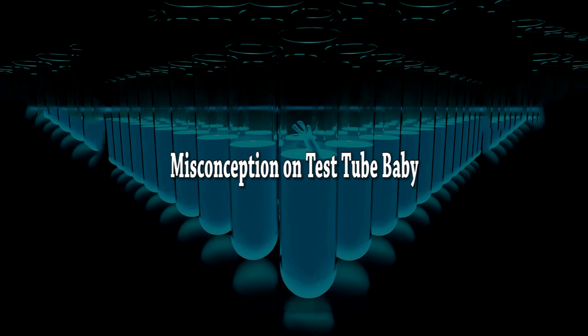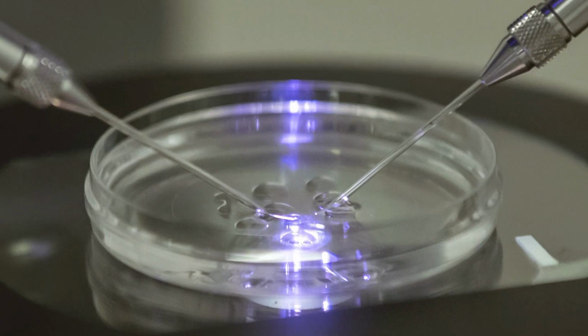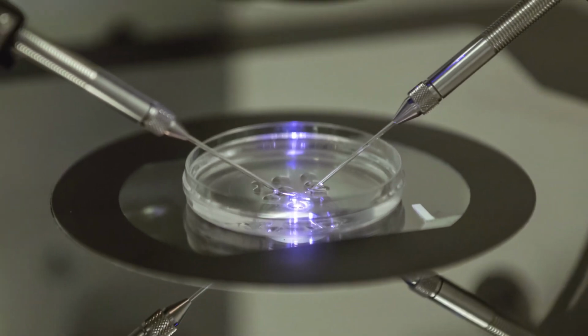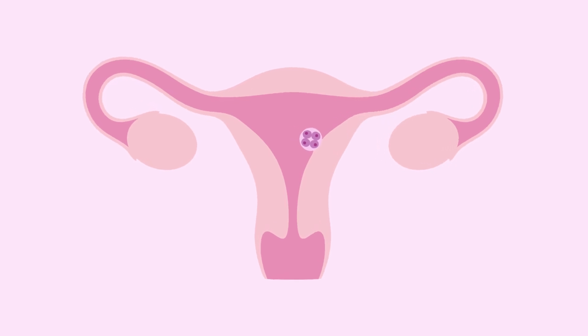Misconception on test tube baby. The test tube babies are not developed inside the test tube or petri dish. Only fertilization takes place in the test tube or petri dish, and the fertilized egg, after developing for 2 to 3 days, is transferred to the mother's womb.